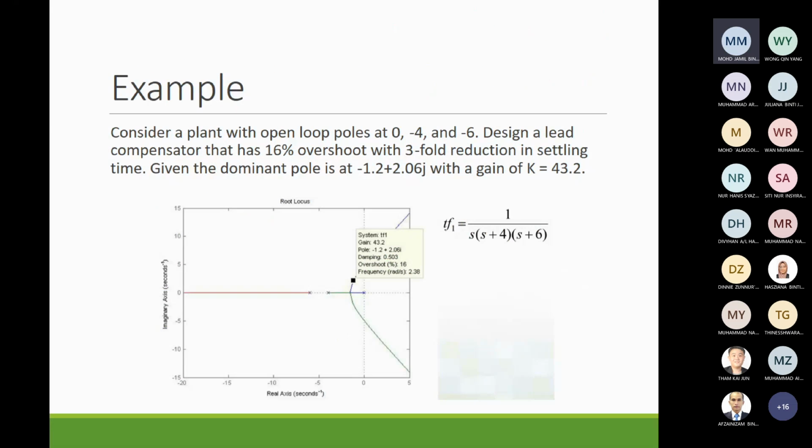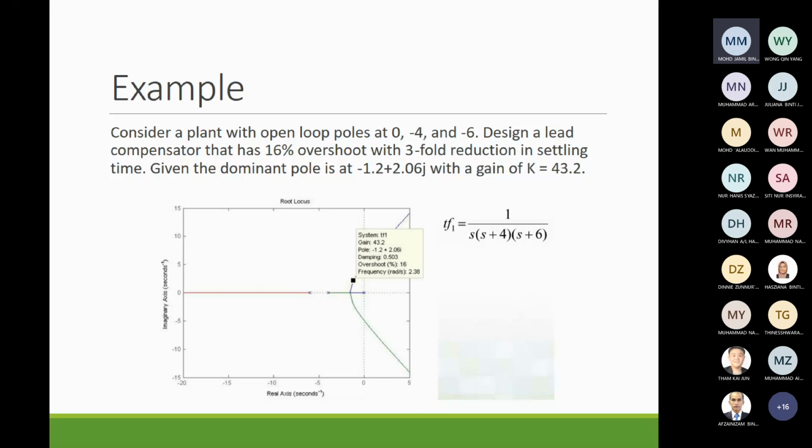So let's look at this example. Consider a plant with open loop poles 0, -4, and -6. Design a lead compensator that has 16% overshoot with threefold reduction in settling time. Given the dominant pole is -1.2 plus 2.06 j with a gain K of 43.2.